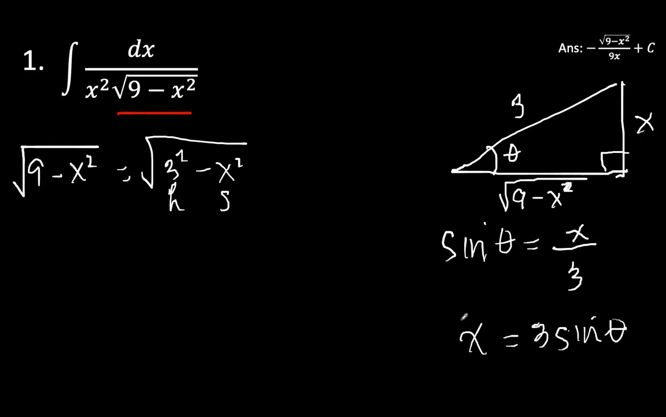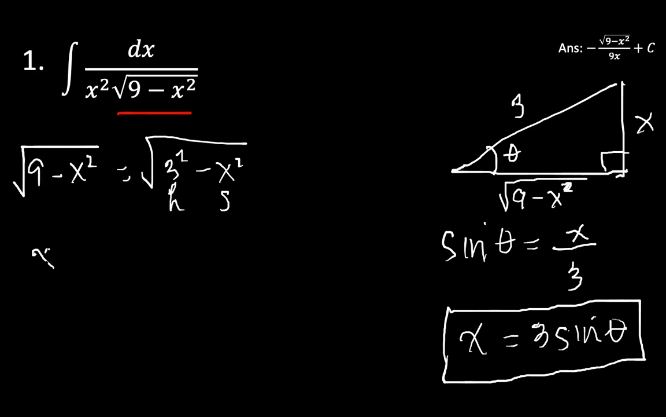So we have already found the value of x in terms of sine theta. What's the use of this? The use of this is that we can substitute all of the x's by this expression, 3 sine theta. We know that x squared, we're just going to square both sides.